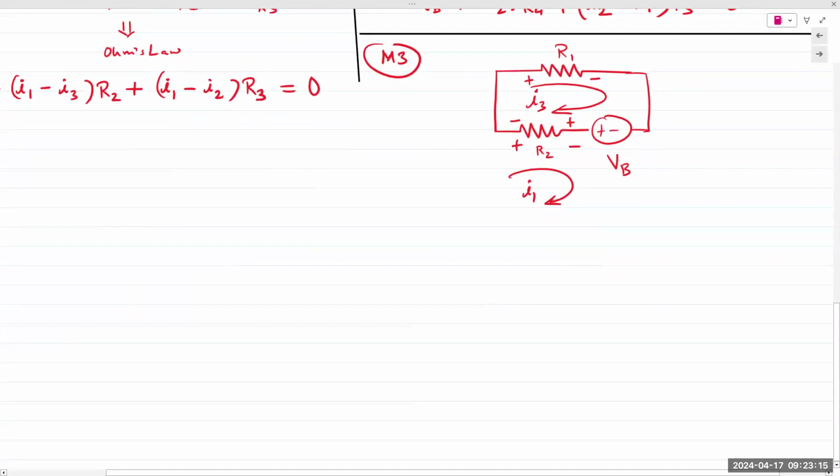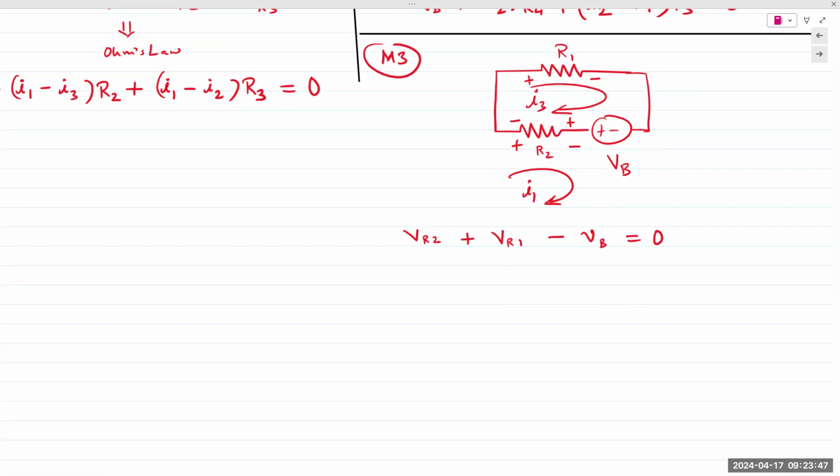Okay, once we take this mesh, we have three voltages again in this mesh. You apply KVL, write out the three voltages. The three voltages are VR2, VR1, and VB should sum up to 0. When I apply it, again, the technique is different. So I get plus VR2 plus VR1 and minus VB equals 0.